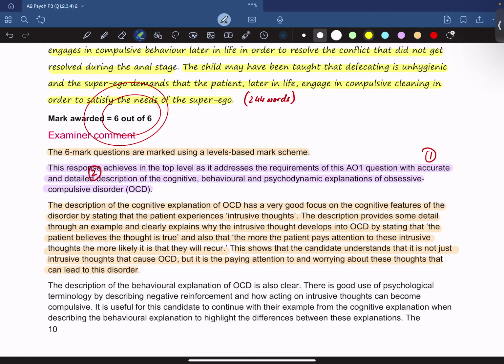Moving on, the description of the behavioral explanation of OCD is also clear. This is good use of psychological terminology by describing negative reinforcement and how acting on intrusive thoughts can become compulsive. Again, an example of psychological terminology, negative reinforcement. Over here, it was intrusive thoughts. I'm talking about this and this here. Moving on, it is useful for this candidate to continue with their example from the cognitive explanation when describing the behavioral explanation to highlight the difference between these explanations.